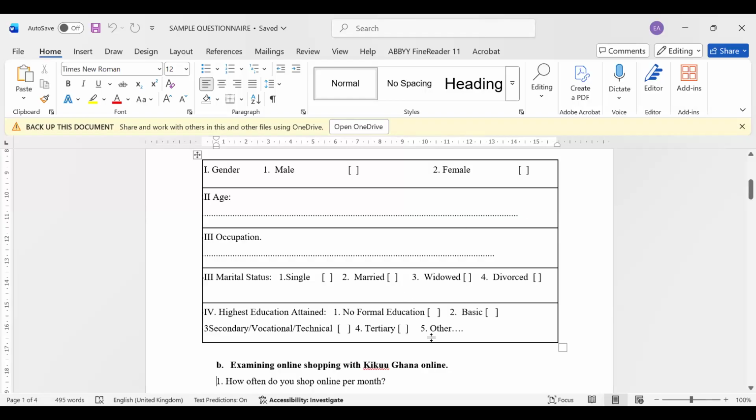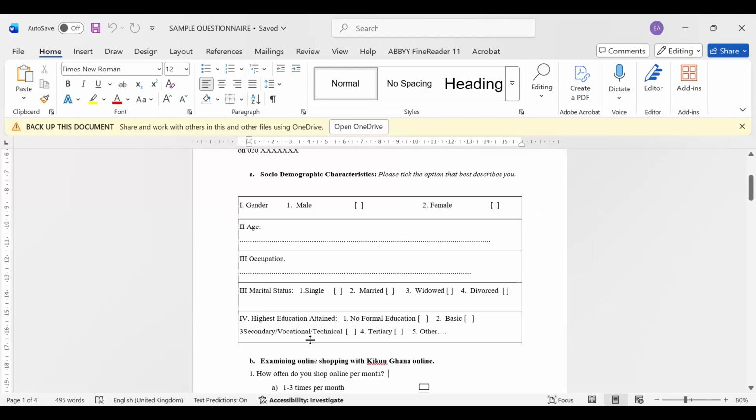So you will now go to your substantive questionnaire. Now, use the rule of thumb. Each specific objective becomes a heading. Now, under each specific objective, you need at least 5 strong questions.